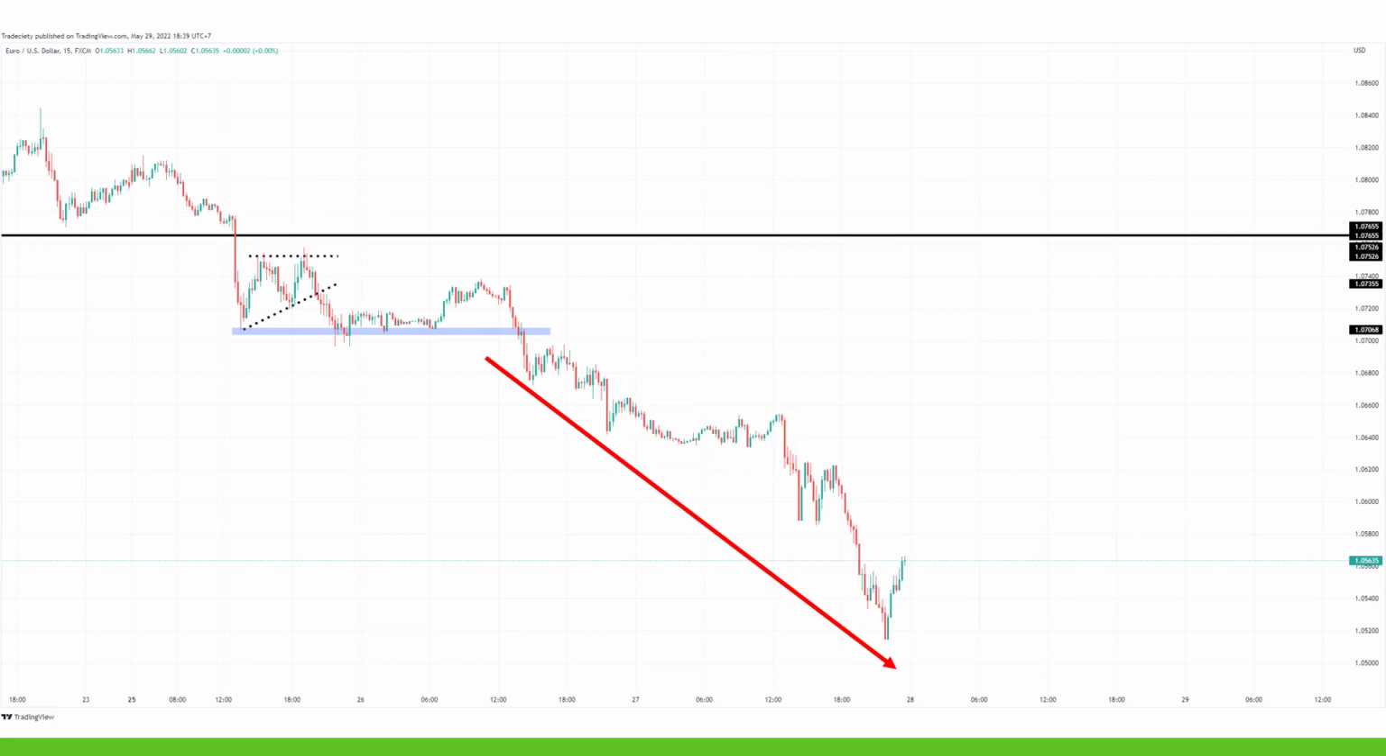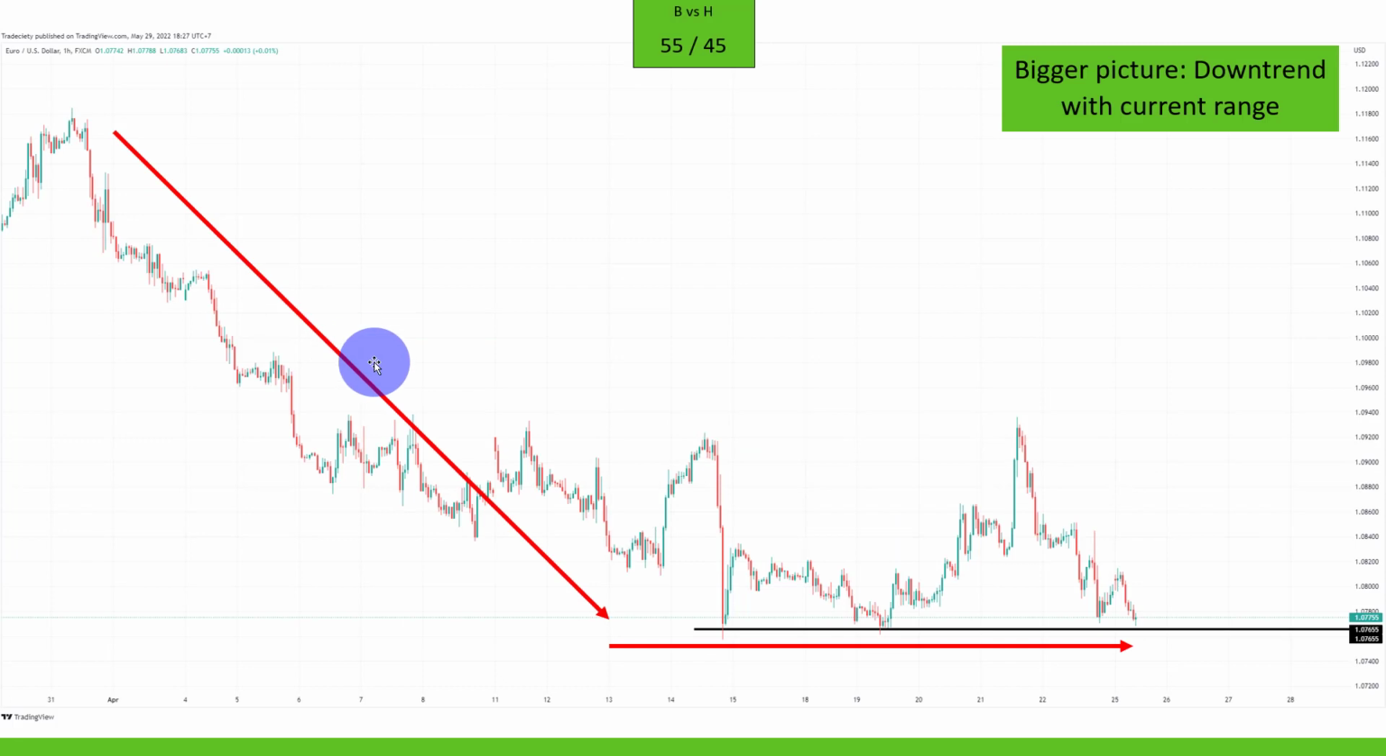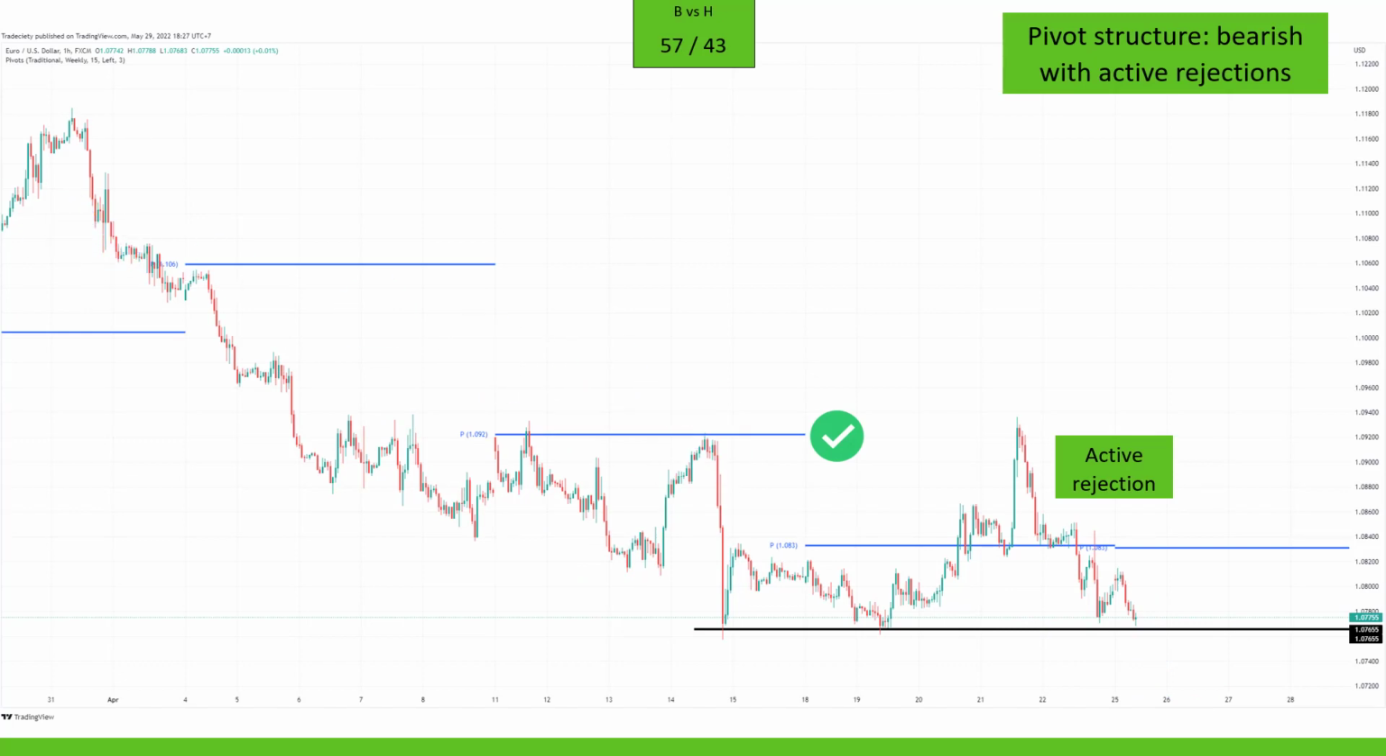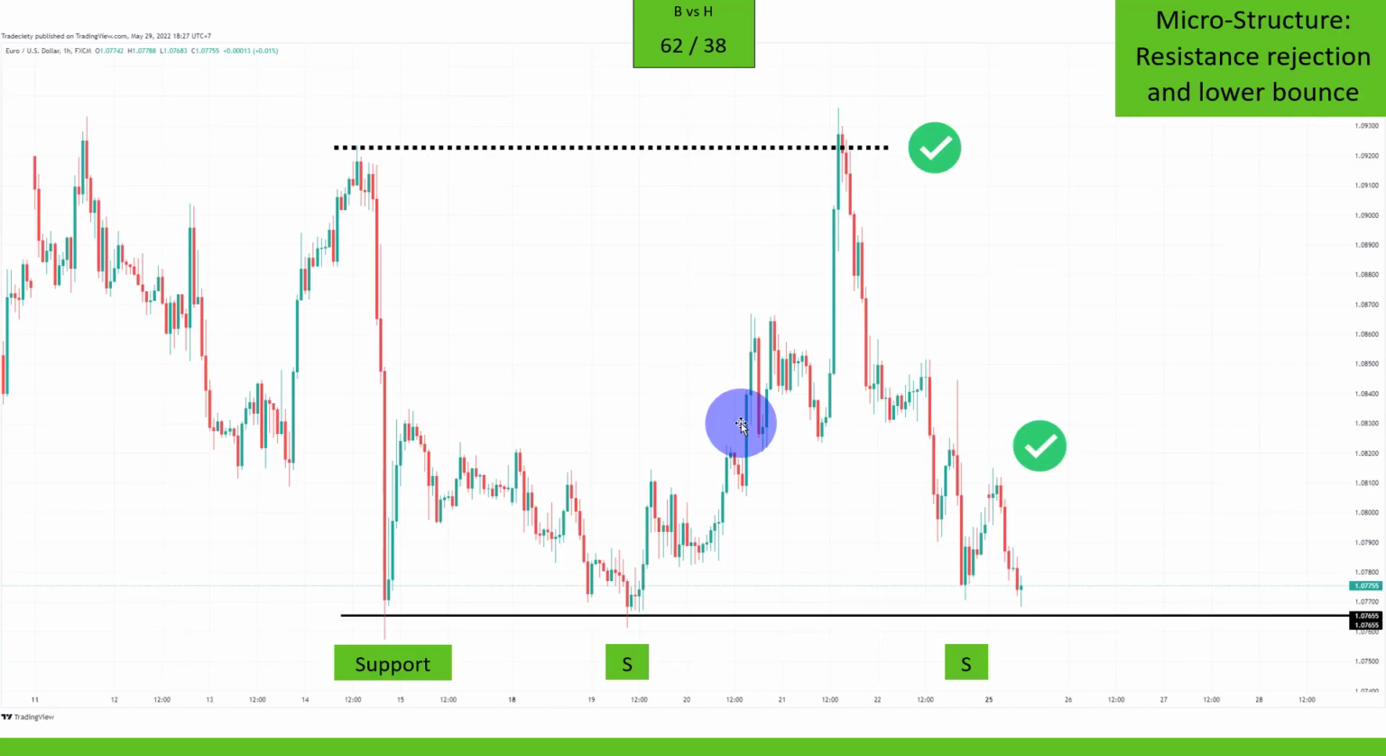So you can see how we got to the conclusion that after zooming out, seeing we are in a big picture downtrend, the breakout was more likely. Then seeing active rejection of pivot points, the moving average, the bearish microstructure, those things all pointed towards more bearishness to come, and already indicated that a breakout is more likely.